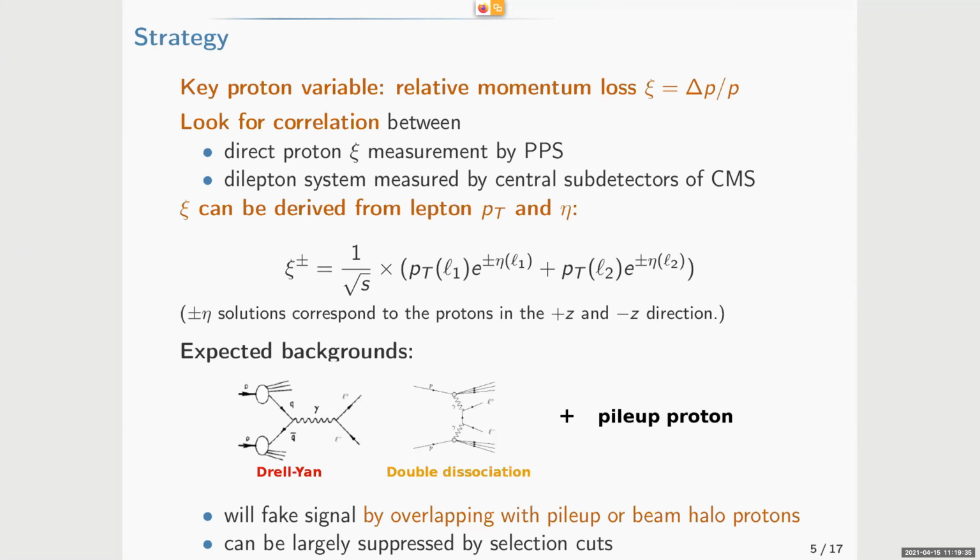There are two different solutions. One corresponds to protons on the right side of CMS and the other to protons on the left side of CMS. Of course, we expect some background contribution in this case. It will come mainly from Drell-Yan and also double dissociation processes. Neither of those has any final state forward protons. However, both of them can fake the signal by simply overlapping with pileup or beam halo protons. The good news is that all those contributions can be largely suppressed by applying selection cuts.